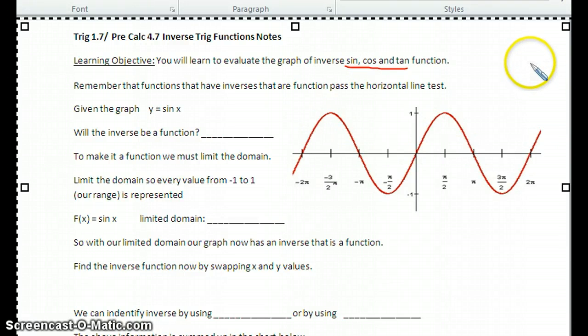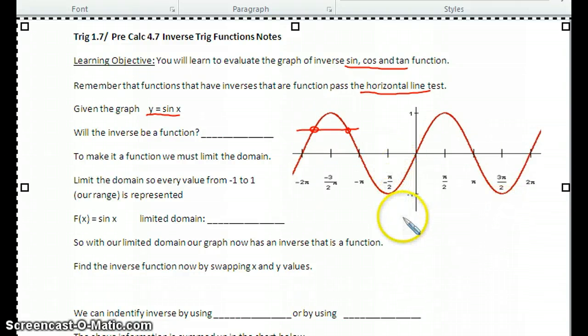One thing I want to talk about first of all is when we're dealing with an inverse, if you look at a graph, for example, the graph that you're looking at here is the sine of x, and we graphed that in previous sections. If I asked you, is the inverse of this graph a function, you should answer no, because it fails the horizontal line test. If I draw a horizontal line through here, you can see it touches the graph in more than one spot. So the inverse of this graph will not be a function.